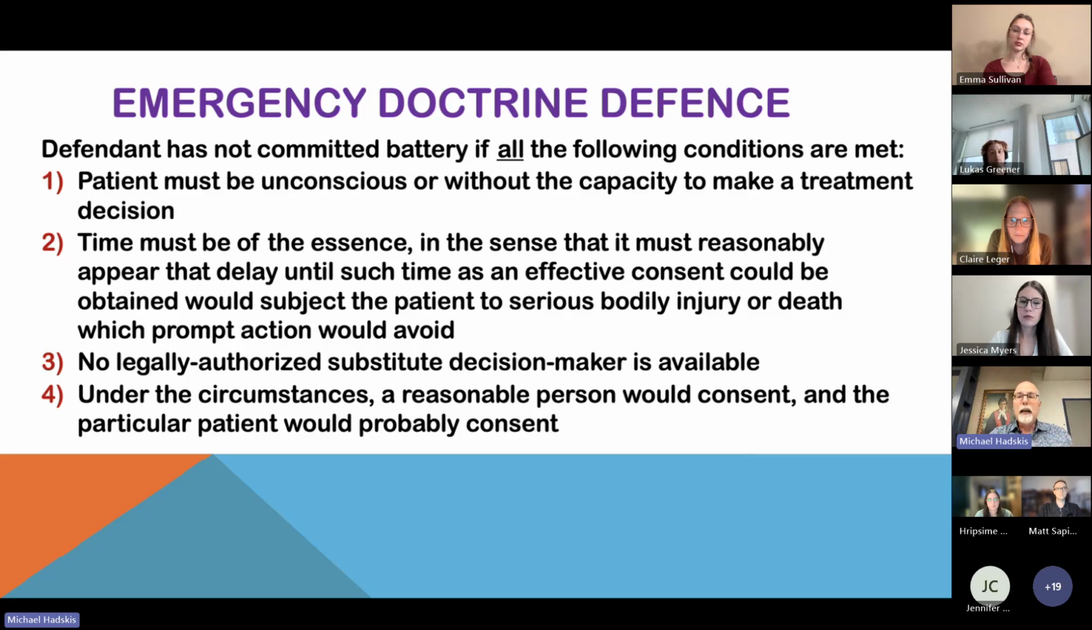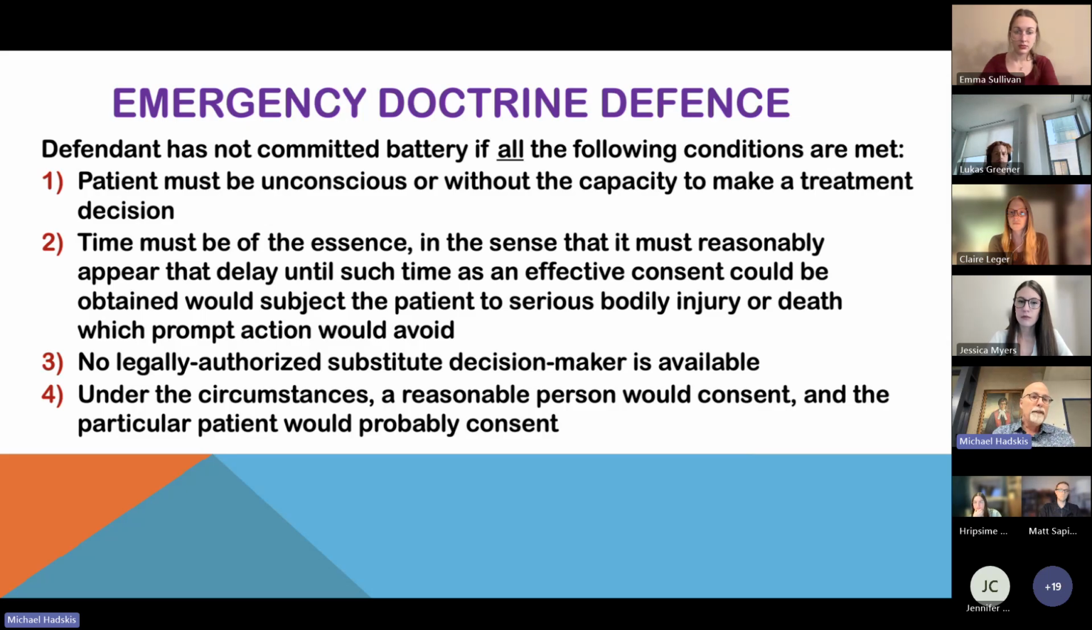So if you read the full decision, as you will in first-year tort law, you'll see that the court sets out 4 elements to the defense of emergency, the emergency doctrine. The defendant has to show all 4 of these on a balance of probabilities. If they're missing even just one, the defense does not work and liability follows.